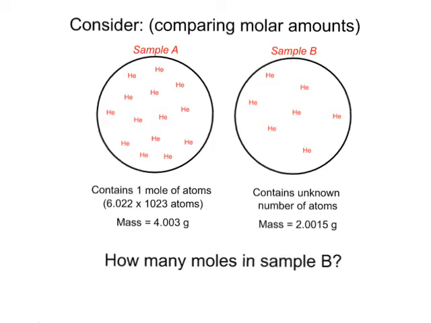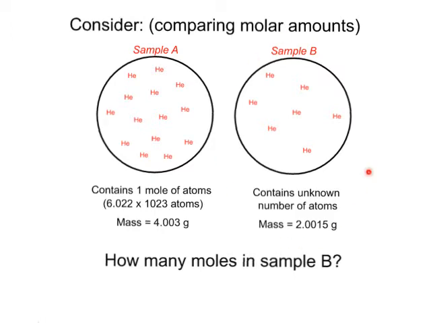Here is just something to consider while we're talking about moles and comparing different samples. What if we have 2 different samples that are the same component, helium? I'm going to have helium atoms, and we're going to look at some different concentrations. Here in sample A, we have 1 mole of atoms, we're told. We know that the mass then would be 4.003 grams.